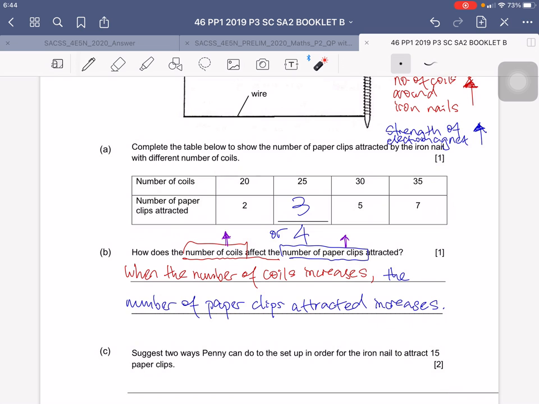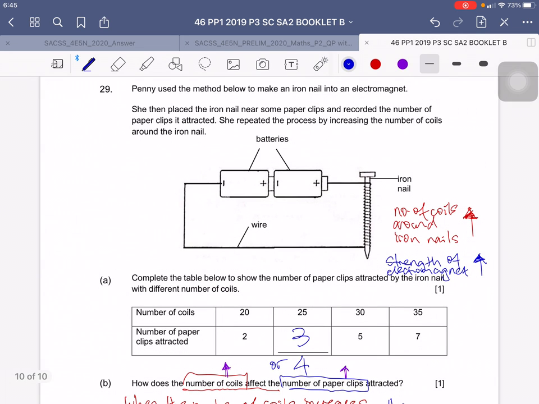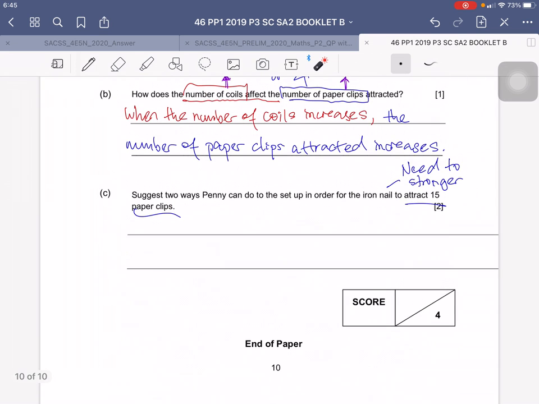You just write accordingly. Now suggest 2 ways that Penny can do the setup to have the iron nail to attract 15 paper clips. Now attract 15 paper clips means you want this iron nail to be stronger. Alright, so for it to be stronger, one of the ways is of course you increase the number of coils, all right, but there's also another way, which is to increase the number of batteries. Okay, so these are the two ways.